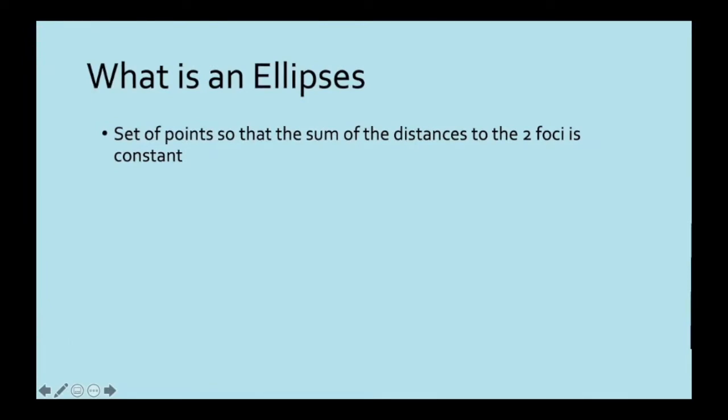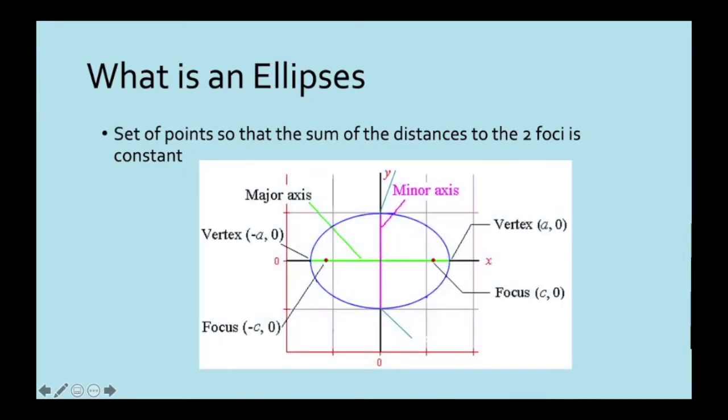First, we're going to talk about what is an ellipse. An ellipse is a set of points so that the sum of the distance to the two foci is constant. Let me bring up a picture. You've probably heard this called an oval in the past.